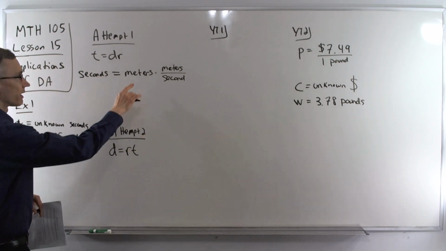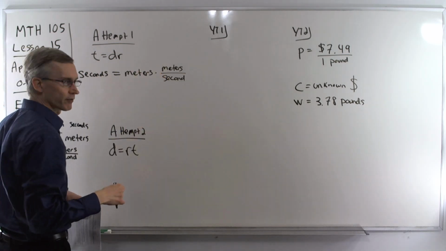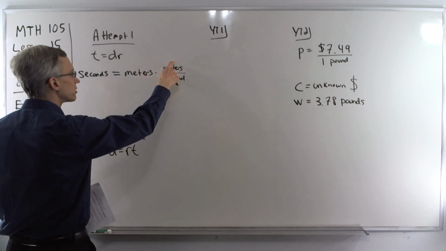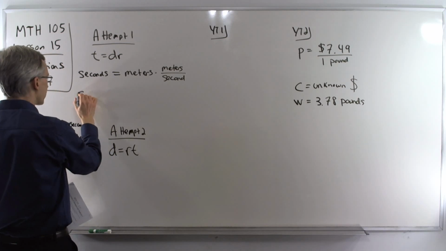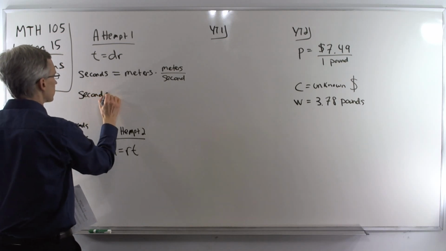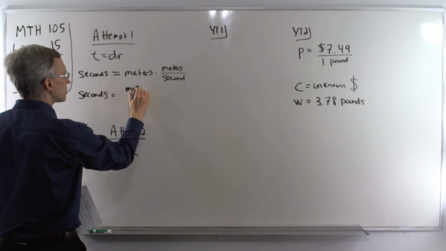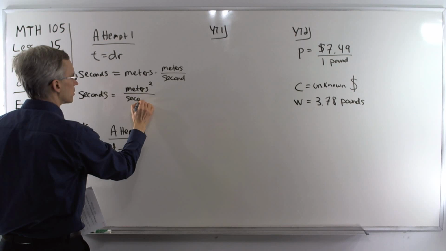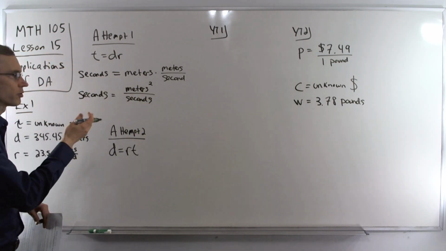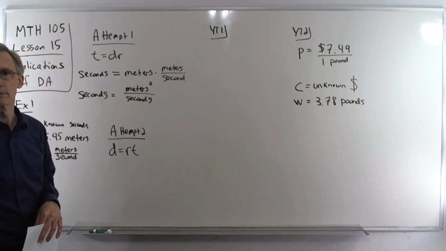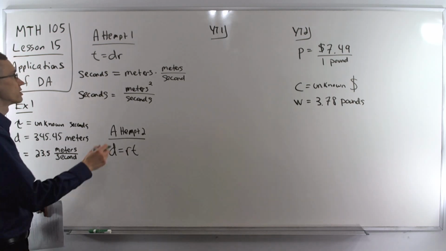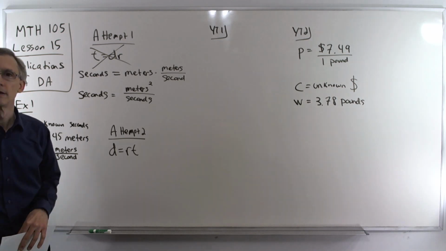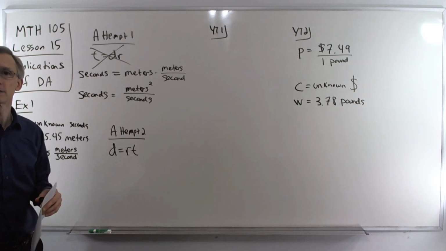All right, now let's multiply these two together. Just like if we multiply 2 times 2, we can get 2 squared. If we multiply meters by meters, we get meters squared. So on the left, we still have seconds. And on the right, we have meters squared over seconds. Well, these two quantities don't equal each other. So that's not a valid equation. So we have to eliminate that one. Right? So this is going to require quite a bit of experimentation.